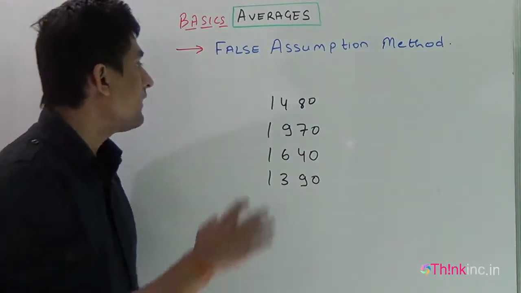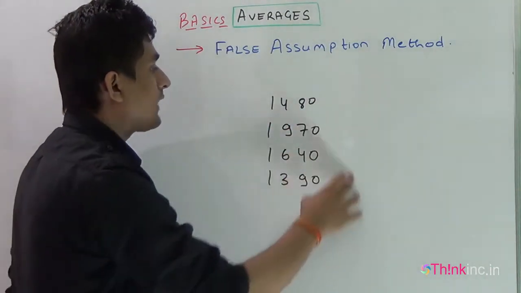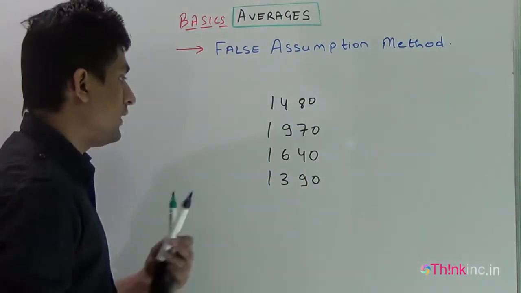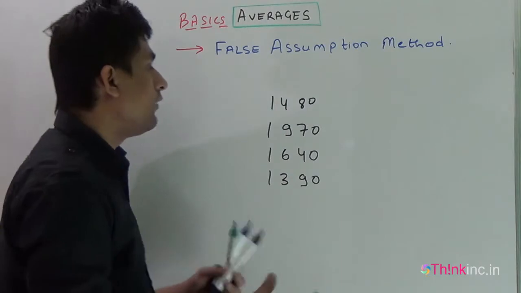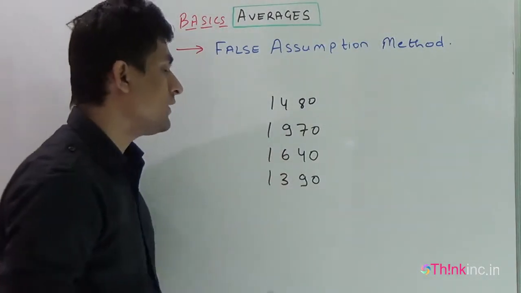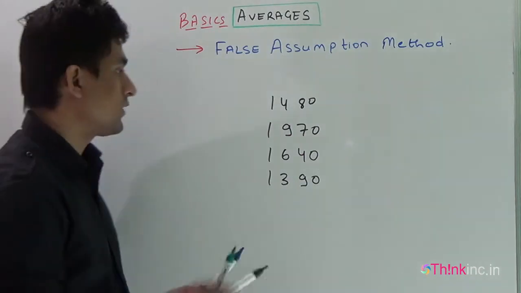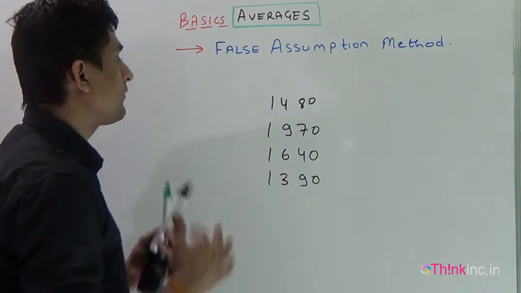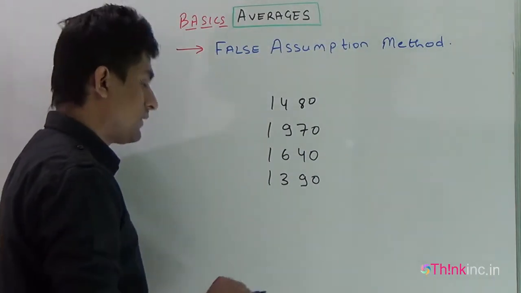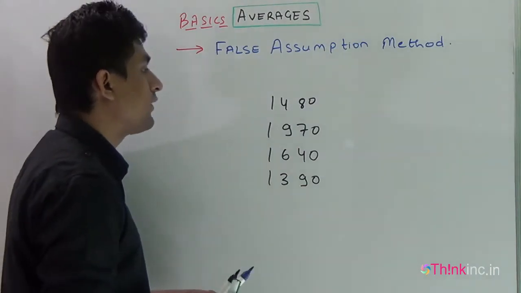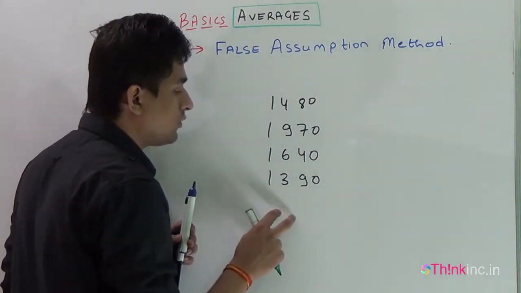Here I have a set of numbers and I have to calculate the average of these numbers. I am solving it by the false assumption method. However, you can solve it by the basic method, that is the sum of all the observations divided by the total number of observations. You can also solve this question that way, but I am solving it by the false assumption method. In the false assumption method, we basically assume the average. And how do we assume the average?